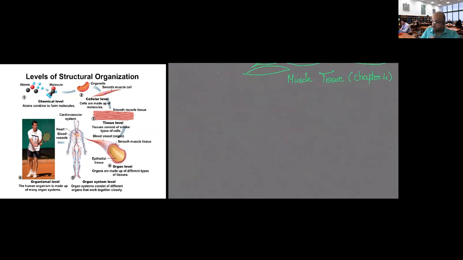Any organ is not going to be formed of a single type of tissues. Any organ is going to be formed of different types of tissues. Like, for example, a very simple example, here we're looking at a blood vessel. A blood vessel, for example, is an organ. A blood vessel is not only formed of a single type of tissues.